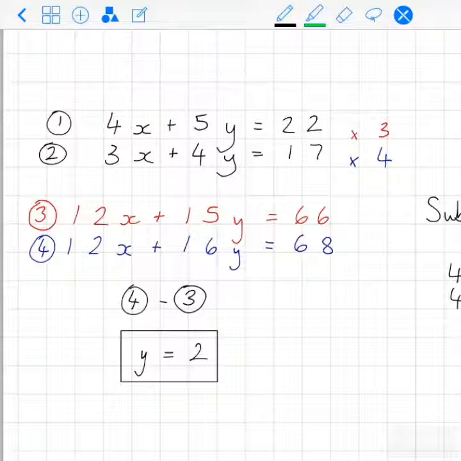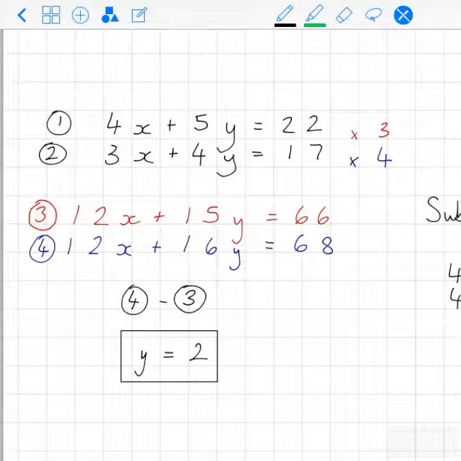Next, what I did was 4 take away 3, and the reason why I did 4 take away 3, this one here, the blue one, take away the red one, was because when I did 12x take away 12x, it doesn't actually matter which way around you do it, it's always going to give 0, and that's the whole reason why I multiplied by these different numbers here, so I could eliminate the x's so they were no more.